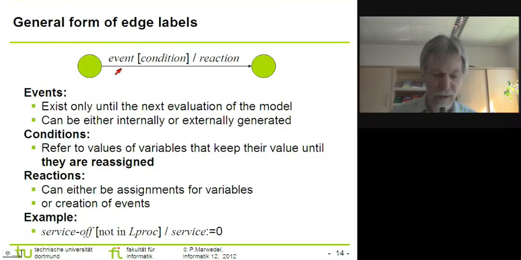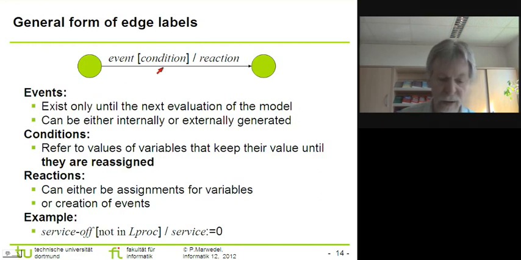We can have events. We can have names of events. Such events will exist only until the next round of evaluating this model. Any simulator will have to evaluate such a model, and such an event, after it's generated, it will exist only until this next evaluation. These events can be either internally or externally generated. That means they are either generated as a result of some transition in our model, or they can be generated in, for example, the physical environment.